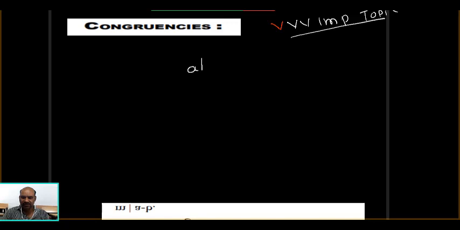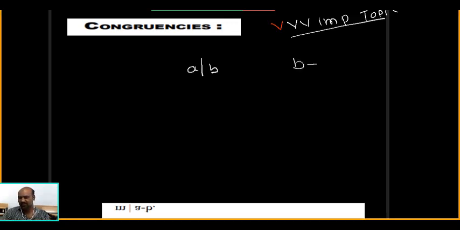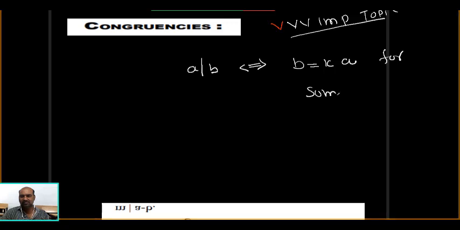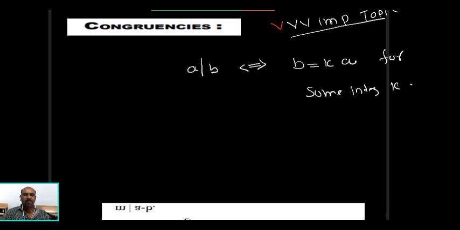A divides B, or in other words, A is a factor of B, or B is a multiple of A. We say this when B is equal to some integer times A. Then you can say that A divides B, or B is divisible by A, for some integer. This is the definition of divisibility.